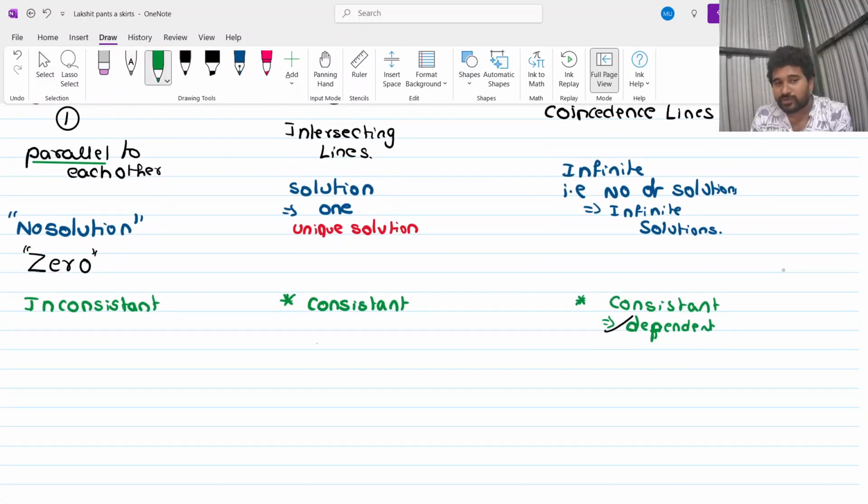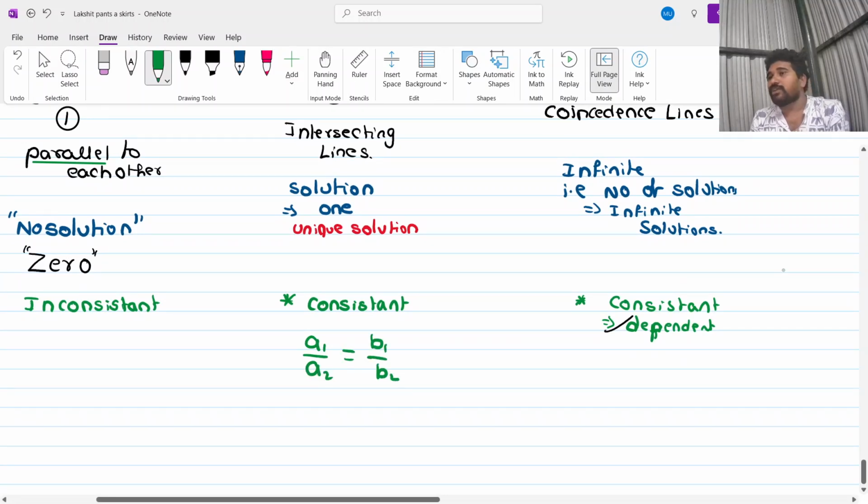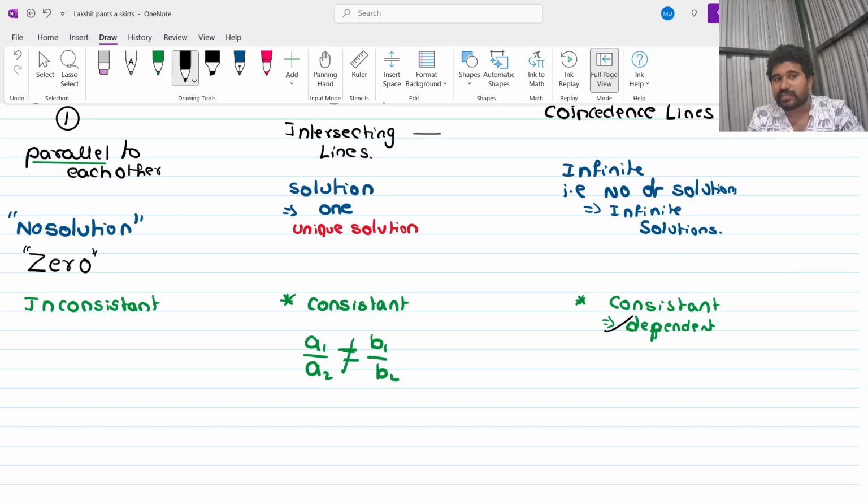After getting them, you have to check: is A1 by A2 equal to B1 by B2 or not? Remember, if it is not equal, it belongs to intersecting lines. So what condition should it satisfy to be intersecting? A1 by A2 not equal to B1 by B2. If A1 by A2 is not equal to B1 by B2, it corresponds to intersecting lines.